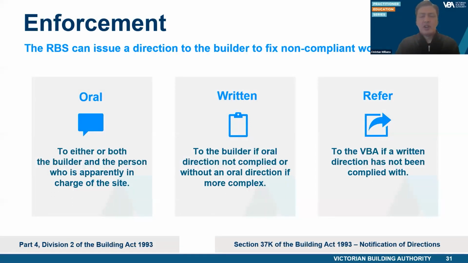When a direction to fix notification is received by the VBA, we first assess its enforceability. If the requirements are not met, we may not be able to support enforcement action with a disciplinary response. If we're unable to take further action on the notification, we will write to the RBS explaining why it's not enforceable.